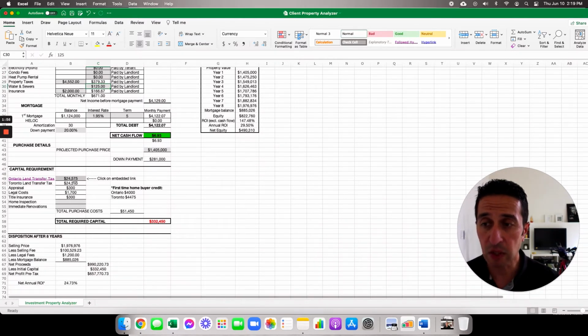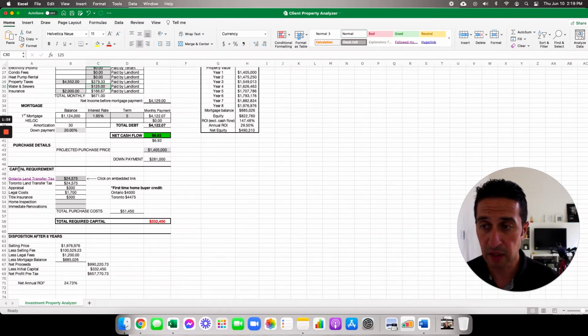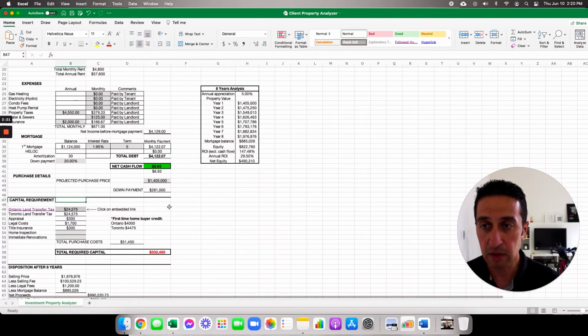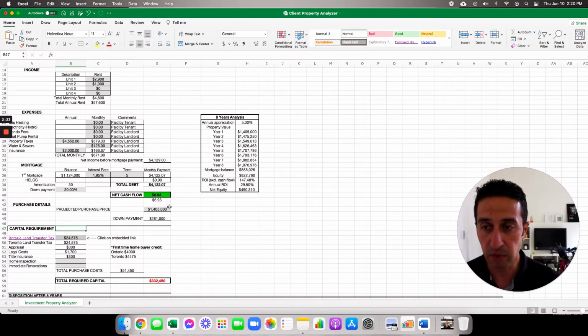Now, acquisition cost, which is the second section here, where it says capital requirement. In Toronto, we have two land transfer taxes, so you have Ontario and the city. You have appraisal, legal fees, and title insurance. That puts your total down payment, including the 20%, at $332,450. So it'll take about $330,000 to get into that specific duplex investment.